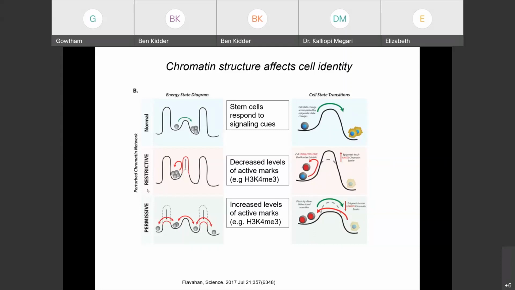On the other hand, cancer cells may have a permissive chromatin state, so they may easily transition from one cell state to another, some of which may allow these cancer cells to adapt and evade therapies. This potentially could be due to increased levels of active marks such as H3K4 trimethylation. If you have increased H3K4 trimethylation across the genome at promoter regions, the cell may be able to adapt by picking a subset of those genes and expressing them to evade therapies and adapt to specific microenvironments.